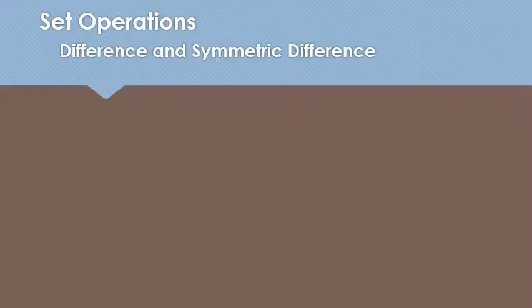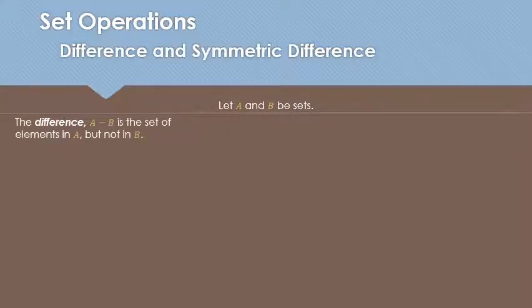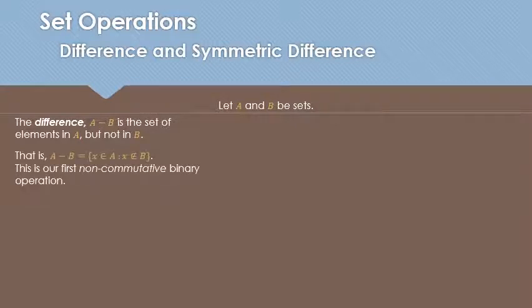Now that we've talked about union and intersection, we can define two new set operations called difference and symmetric difference. So again, we'll start with A and B just being arbitrary sets. The difference, A minus B, is the set of elements in A, but not in B. That is, it's the collection of all elements x in A such that x is not an element of B. So what this means is we'll take the set A and we'll remove all those elements from it that are in B. And that will leave us with A minus B.